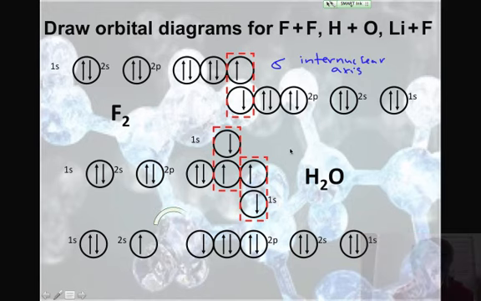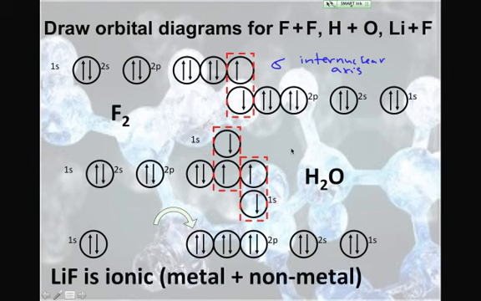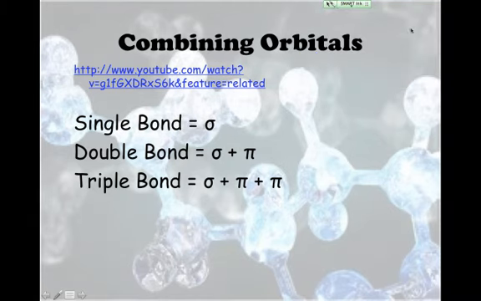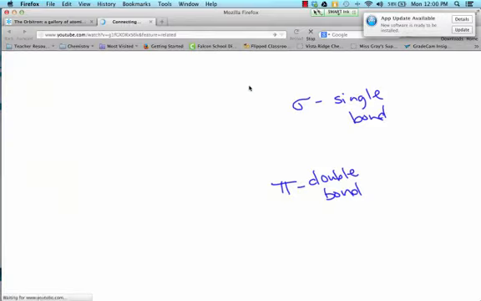Now let's look at lithium fluoride, which we would suspect is a metal reacting with a nonmetal. How is this going to work? Right, transfer the electron over, and then the lithium forms a positive ion, fluoride forms a negative ion, and it's ionic because you have a metal reacting with a nonmetal, and that electron's completely transferred over. So let's explore how the orbitals interact.